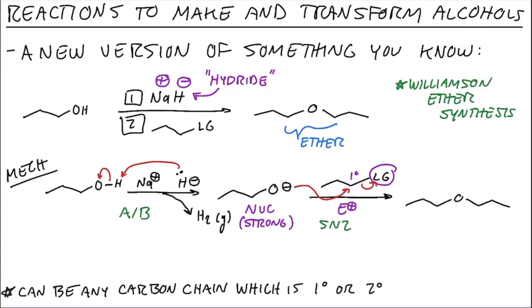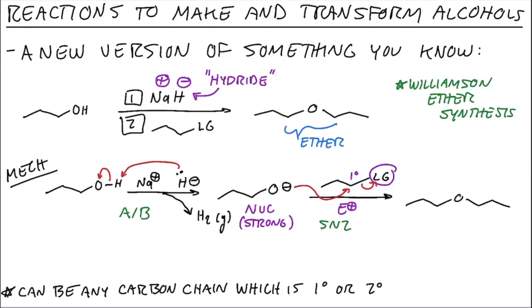One quick last note here is that you can do this with any carbon chain for your alcohol piece here, as long as it is primary or secondary. If it gets to be tertiary, then it's going to be a little bit too crowded and this won't work well, and it will maybe do some other reactions that we don't want to do. If you want to make an ether, it probably needs to be primary or secondary.